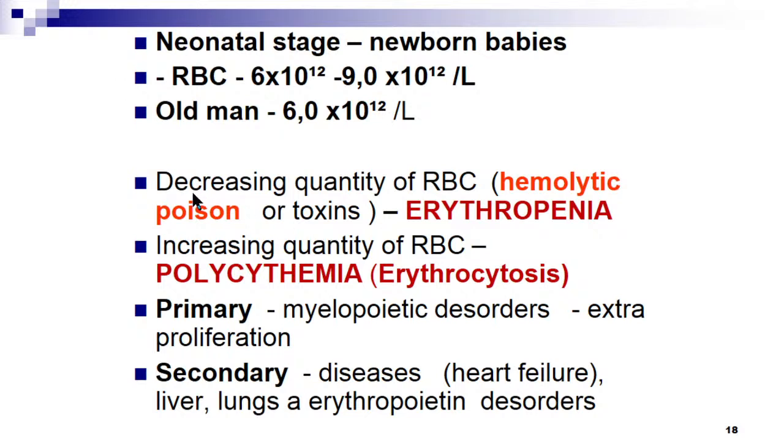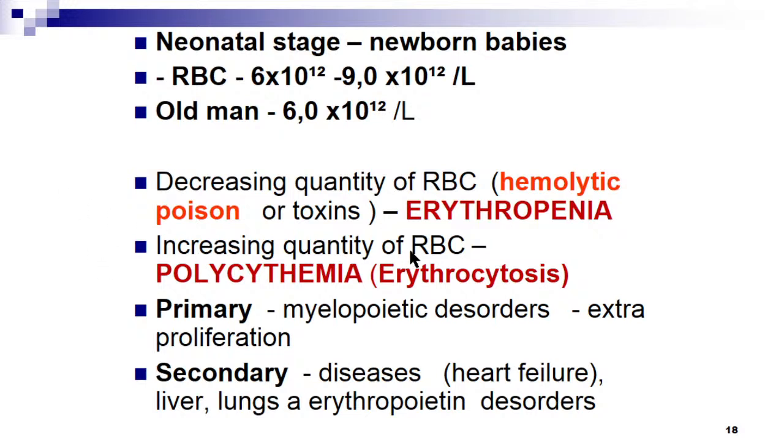And what is it? What's the name of the decrease in the quantity of red blood cells or erythrocytes? This is named erythropenia. Ordinary erythropenia is the result of hemolytic poisons or toxins. If we have some snake bites or some toxic effect after bacterial invasions and others, we also have to identify the erythropenia, if these toxins or hemolytic poisons destroy red blood cells.